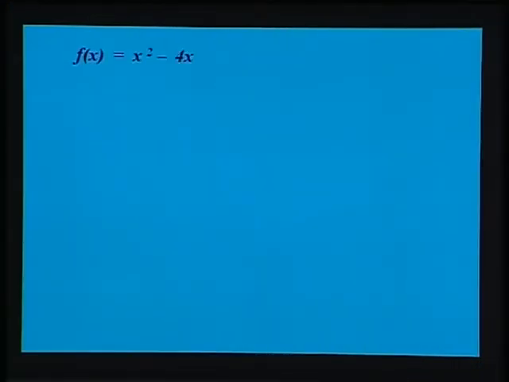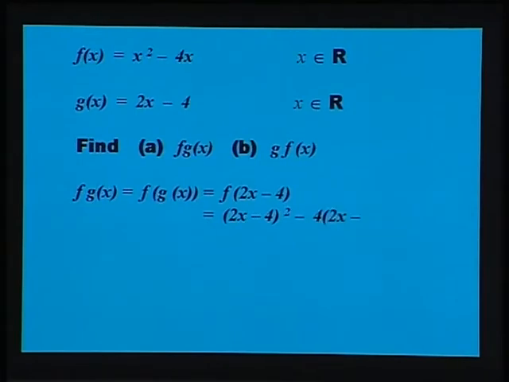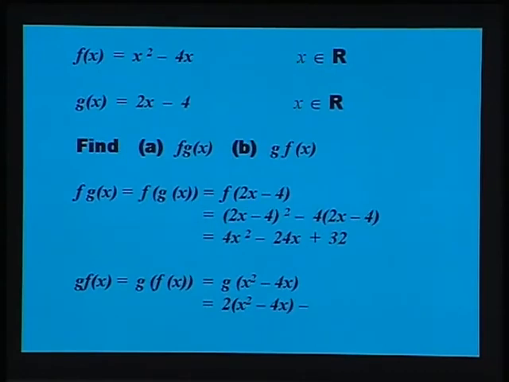We will now take an example to show you how to combine two functions to obtain a composite function. Let's consider the function f(x) equal to x squared minus 4x for all real values of x, and g(x) equal to 2x minus 4 for all real values of x. We'll find f(g(x)) and g(f(x)). To find f(g(x)), we'll use g(x) as an input to the function f. To find g(f(x)), we'll use f(x) as an input to g(x), and then we simplify to obtain the composite function.